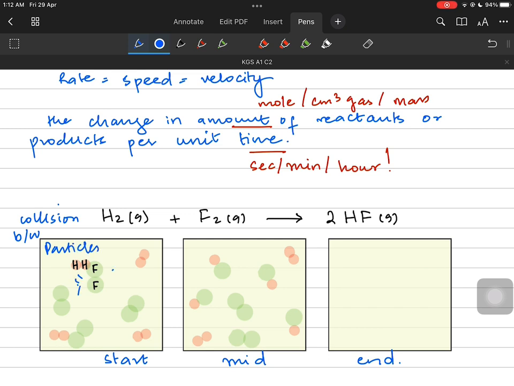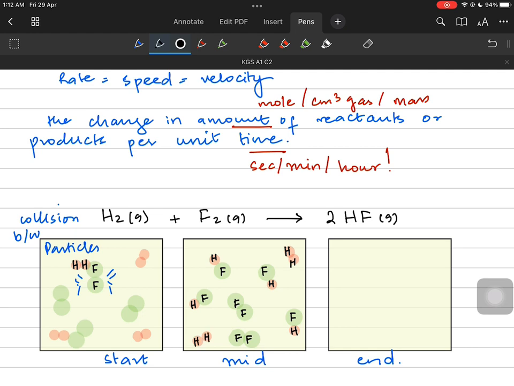So the particles are colliding with each other, and there's a certain frequency of their collision, which means how many times they're colliding. But as the reaction proceeds, they start making HF. A lot of molecules are still H2 and F2. I'm not saying all the reactants have made the product, but a lot of them have started making the product. And some of them you can see are still F2, and some are still H2.